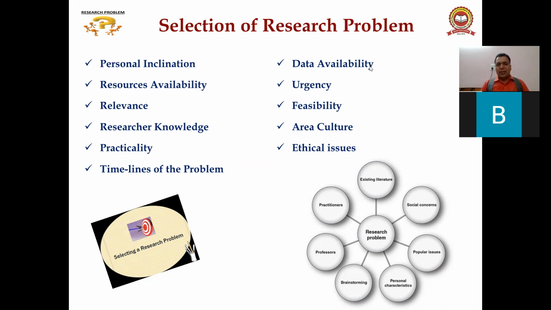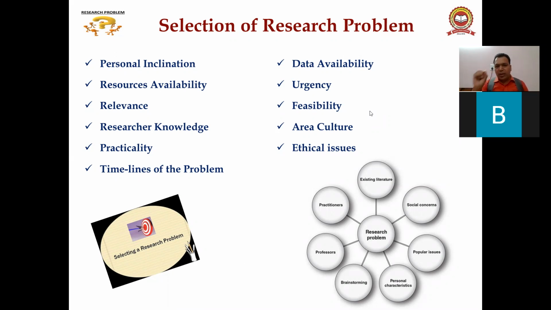Data availability we have already discussed. Urgency: whether the topic is urgent or not. Next is feasibility. What is the meaning of feasibility? Anybody can tell me? I think convenience, yes, whether the topic is convenient or not. Area, culture and ethical issues. Under ethical issues, you have to see that you don't copy the topic from the internet, from the newspaper, from the journal, from any book. So you have to keep all these points in your mind while you select the research problem.